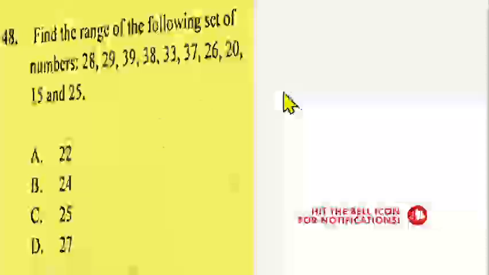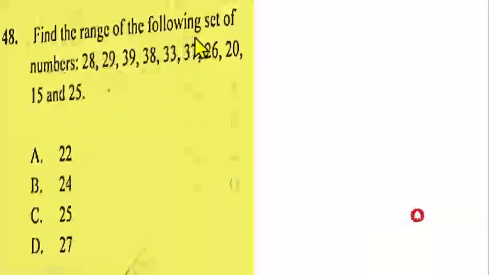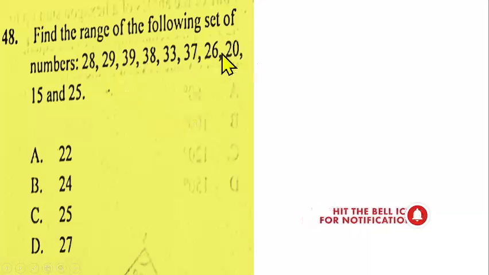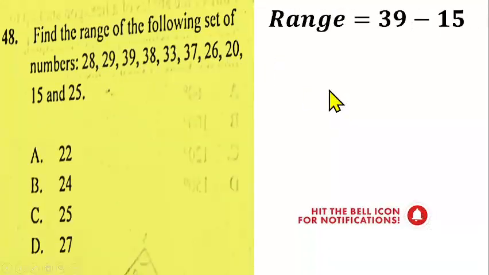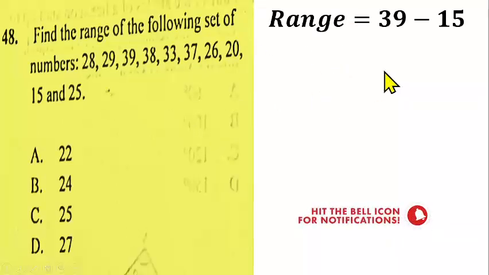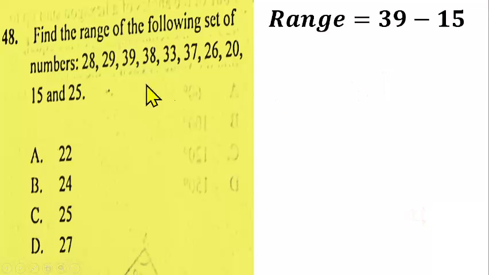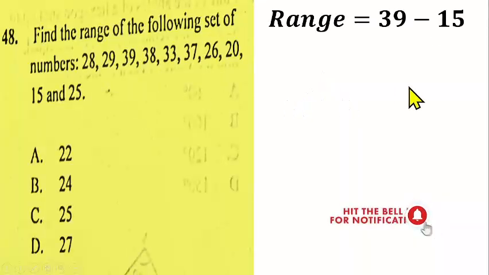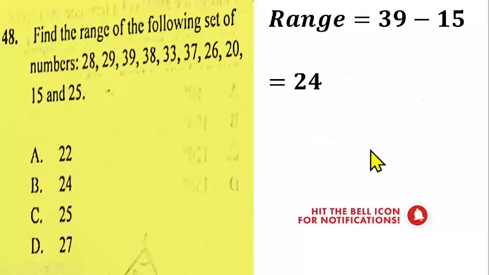Question number 48, very simple. You have to find the range of the following set of numbers. The range is the highest value minus the lowest value. Of course, range is still the same thing as the range from primary school: the highest value of the data minus the lowest value of the data. The highest value here is 39, and the lowest is 15, if I'm correct. So that gives us 24, which is option B.